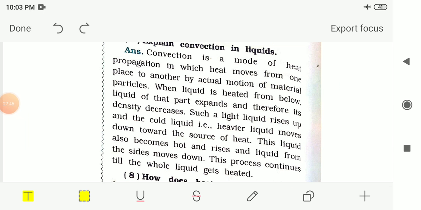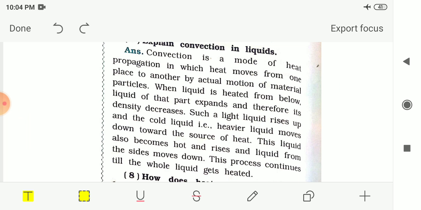So this process we had seen in that example of convection in liquid, in which we had seen the heating or boiling of water. In that we had added potassium permanganate, so that we can see clearly with the help of its color. As we had seen, in the liquid the heat gets transferred from one place to another by the particles of that material, so you can say by the particles of water.